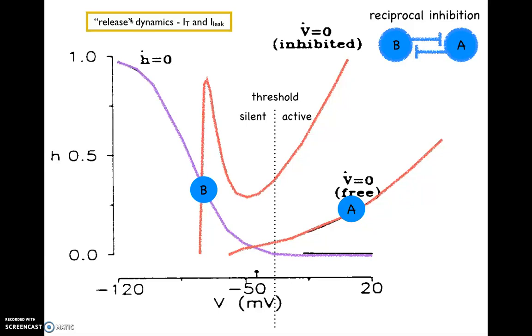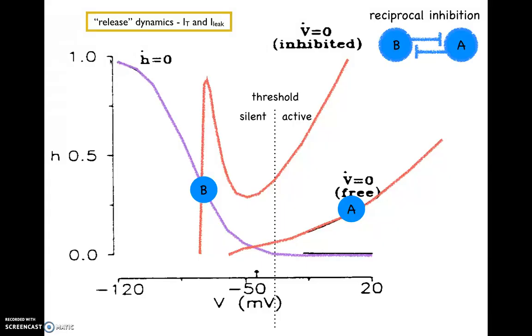So both of these neurons in this picture express the low threshold spike, and the most significant difference between these nullclines and the one that you saw before is that the free nullcline is below the inhibited nullcline in this case. Inhibition raises the voltage nullcline here because H is the gating variable for an inward current. And think that through for yourself.